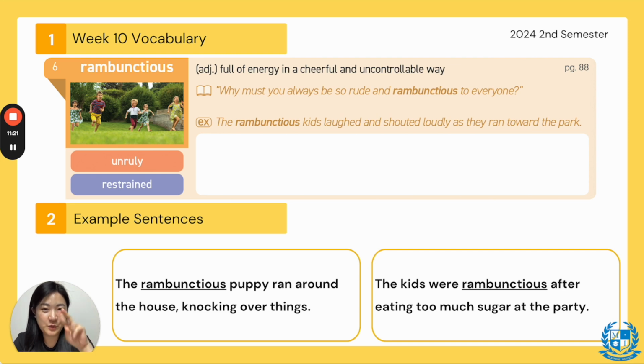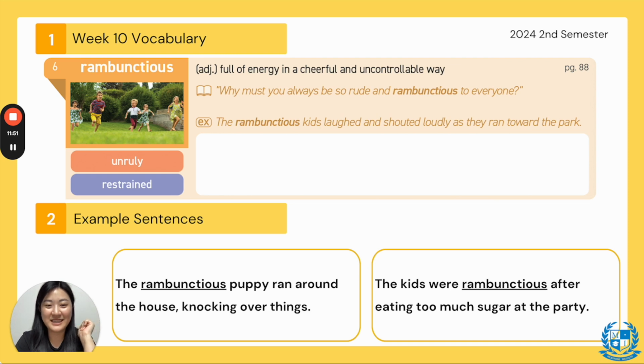1, 2, 3. The rambunctious kids laughed and shouted loudly as they ran toward the park. They're like, yeah! And then they're running towards the park. Maybe because they're so excited to play. Over here, it says the rambunctious puppy ran around the house, knocking over things. So maybe this puppy is new to the house and they're just trying to sniff, sniff, sniff and go around the house, but it kept knocking over everything.